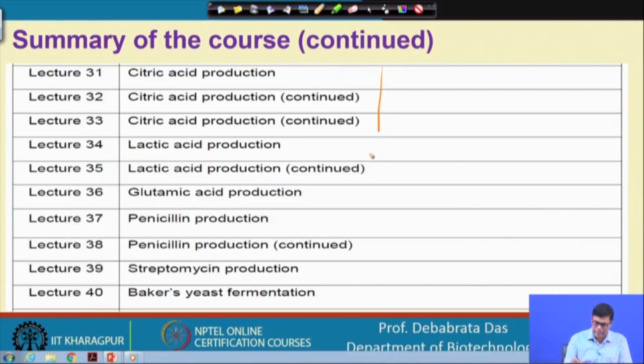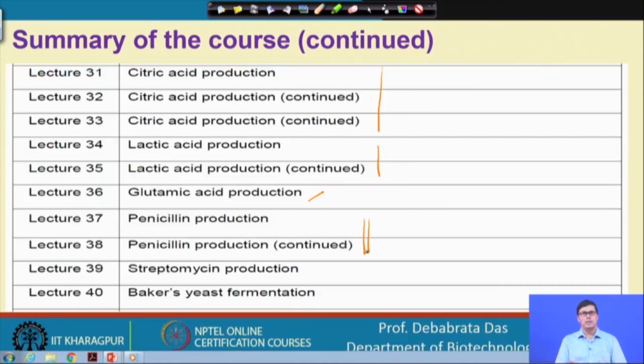After that, I discuss the lactic acid fermentation process. Lactic acid has tremendous potential in the market, because, as I told you, not only does lactic acid act as a preservative, but polylactic acid also has tremendous potential in the medicinal sector. Then glutamic acid, a kind of amino acid production, I try to discuss, which is largely used in industry. We have penicillin production.